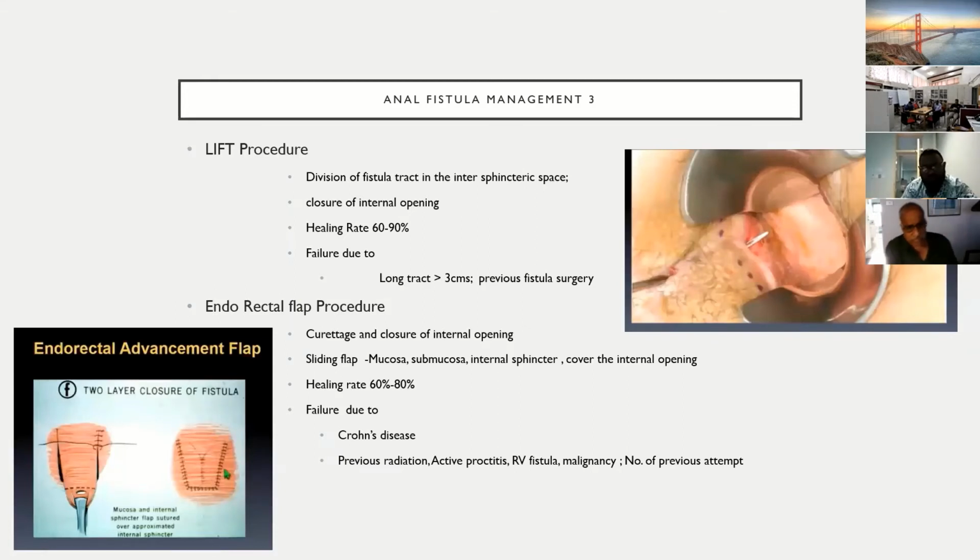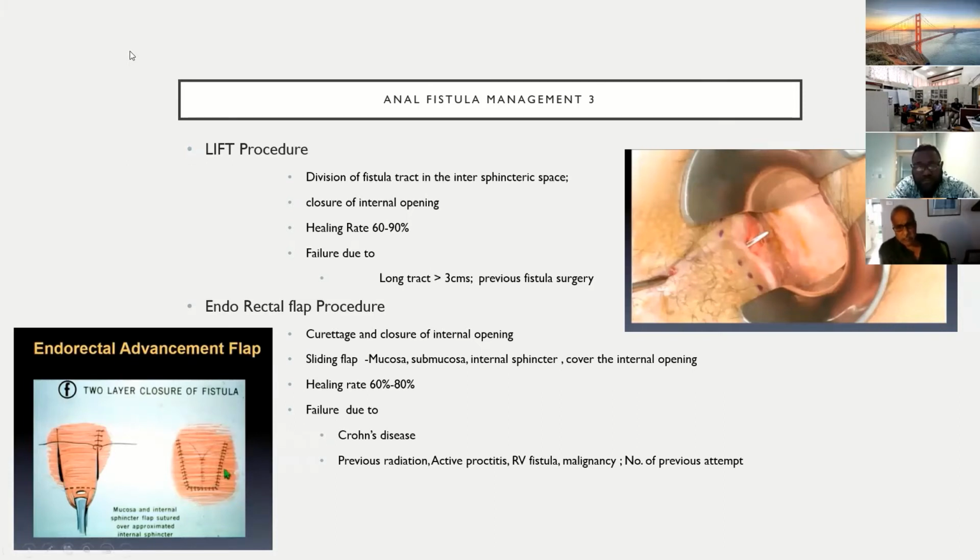Okay, next one. This can be learned and practiced in the Solomon Islands and PNG. The first one is the LIFT procedure, which means ligation of the fistula tract in the intersphincteric space. If you look at the picture on the right-hand side, the probe goes through the external opening into the internal opening. The dotted line shows the intersphincteric space.